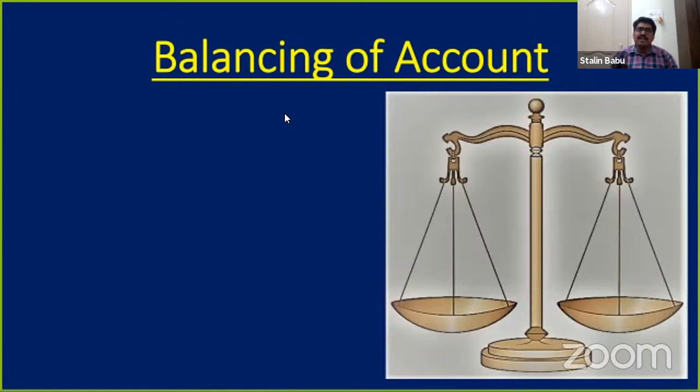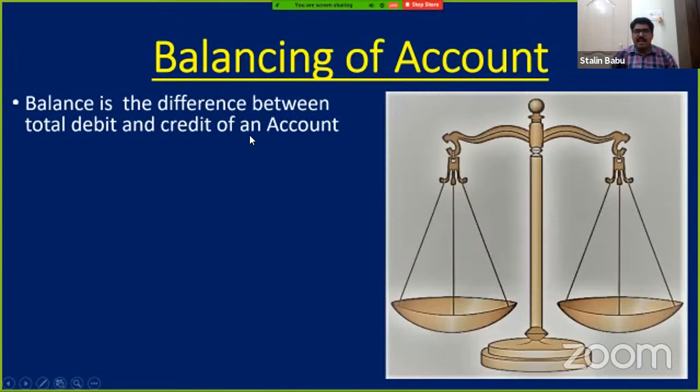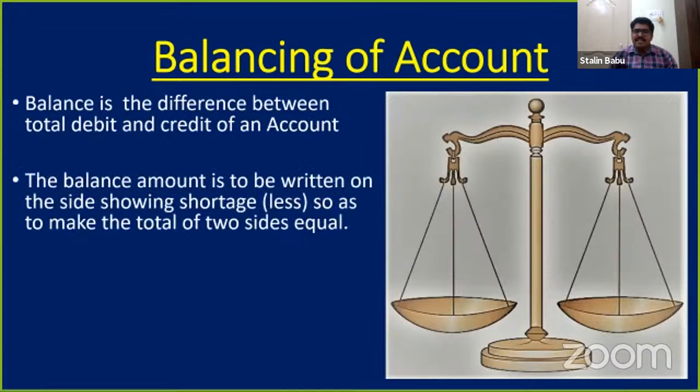So let us see what balancing is. Balancing is nothing but the difference between total debit and total credit of an account. It is the difference amount between debit total and credit total. The balance amount is to be written on the side showing shortage, that means the lesser side, so as to make the totals of the two sides equal.